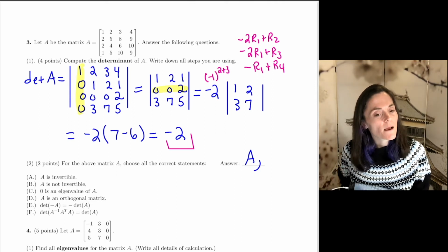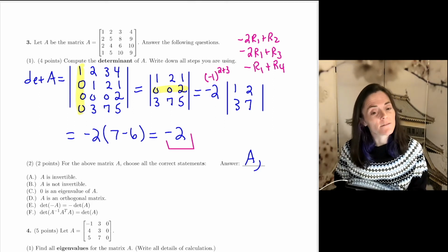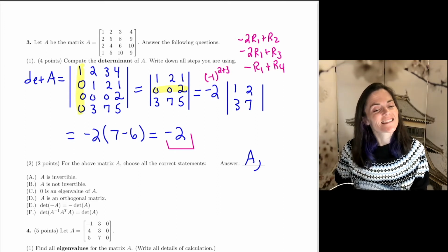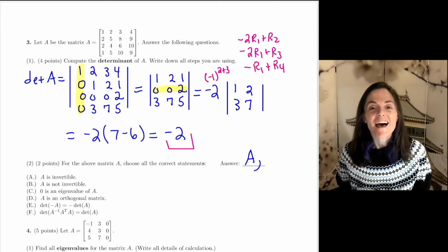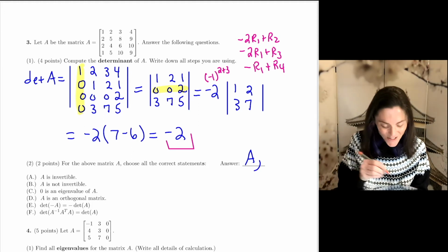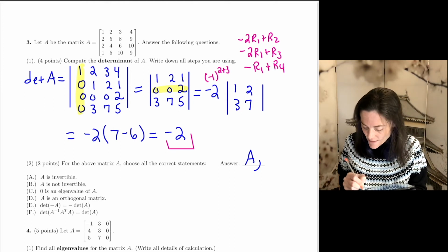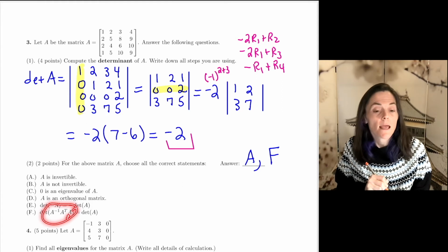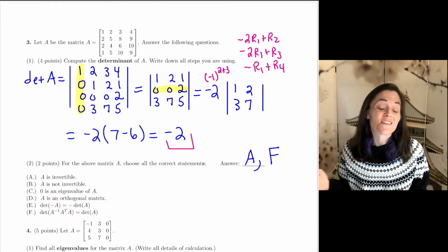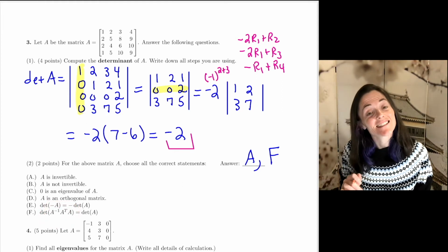The determinant of -A is negative determinant of A. Not for a 4 by 4 matrix. So E is also false. The last one, F, this is true. This is true for every matrix. In fact, every square matrix that's invertible, say, this would hold. So F is true. The answer here is just A and F.